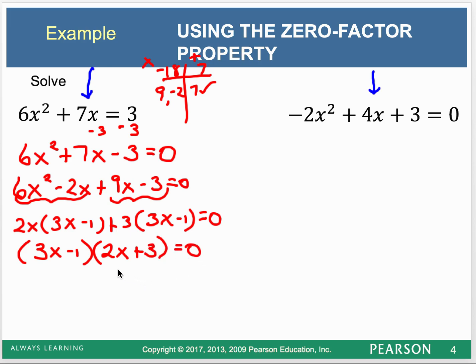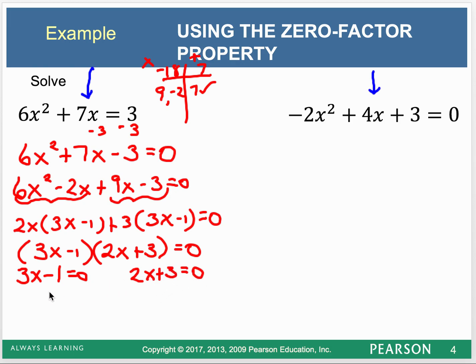Now, here's our zero factor property. After we factor it, we wind up with two things being multiplied together that equal 0. The only way that you can multiply two things together and get 0, and by the way, it only works with 0, right? Just because I multiply two things together and get 3 does not mean one of them is 3. It could be 1/2 and 6. It could be -3 and -1, right? It only works with 0. Then one of those is 0. So I know that either 3x minus 1 is 0 or 2x plus 3 is 0.